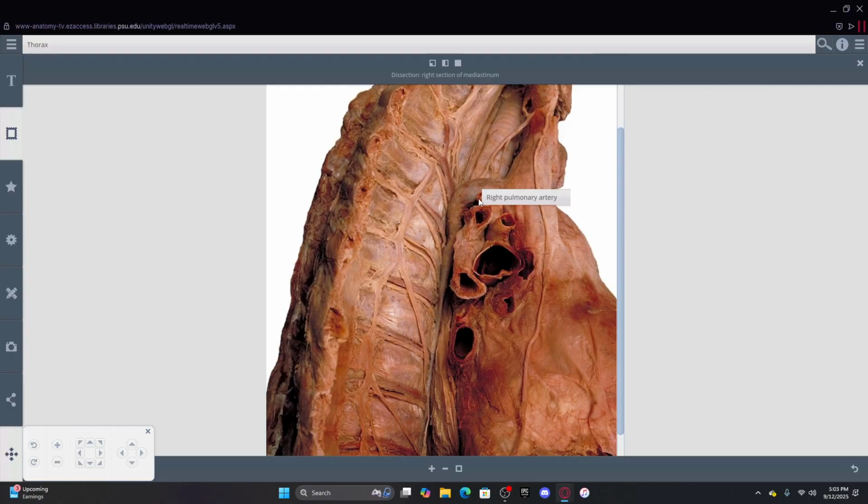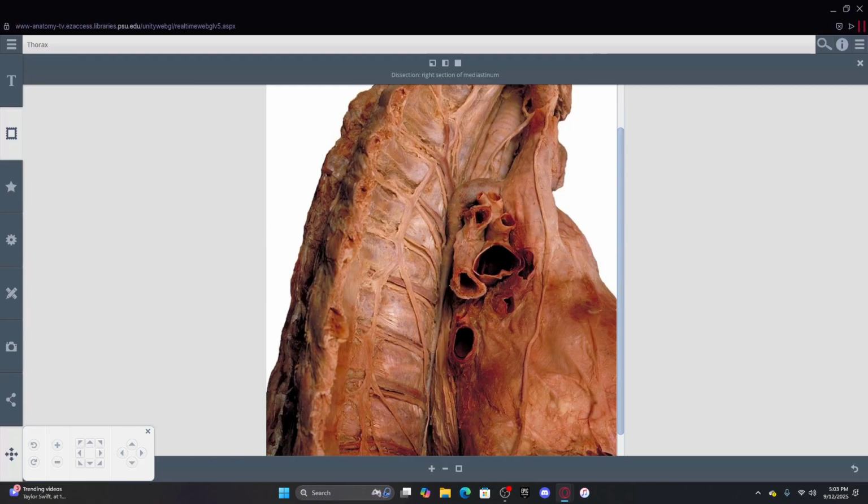I wanted to show that because it gives a good image of how the hilum would look, but this is not the hilum. This is a sagittal cut. Looking at the mediastinum, these are the vessels coming from or to the heart, and this is also the trachea, splitting into the right primary bronchus.